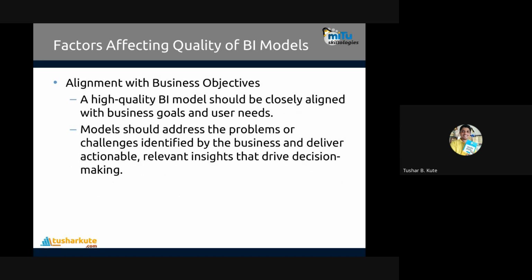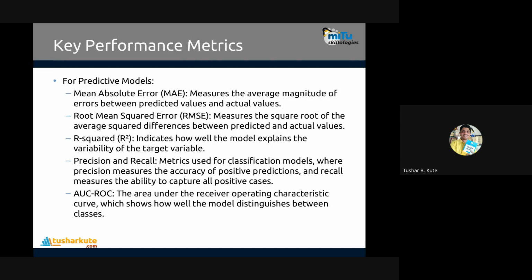Next, and this is what I have carried regularly for every topic: alignment with business objective. It means whatever objective we focused on to build the model, the outcomes satisfy it. High quality BI models should be closely aligned with business goals and user needs. They should address the problems or challenges identified by the business and deliver actionable, relevant insights for data-driven decision making. That is the final outcome. If they are all followed, it will definitely help in assessing the model effectively. Now, I just mentioned key performance indicators.